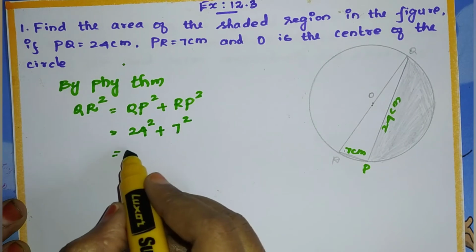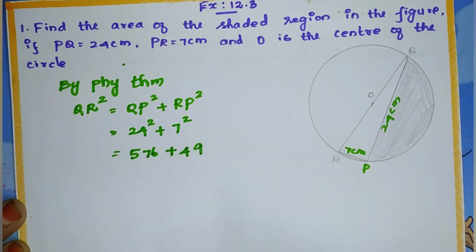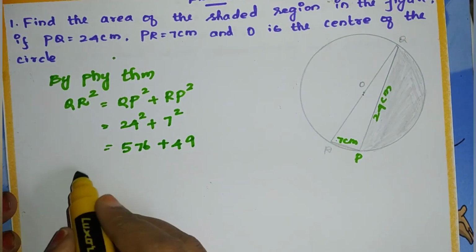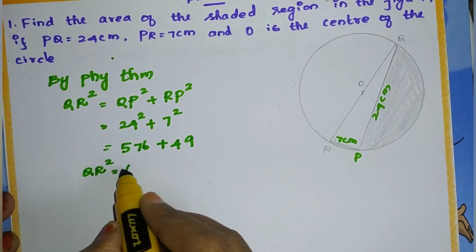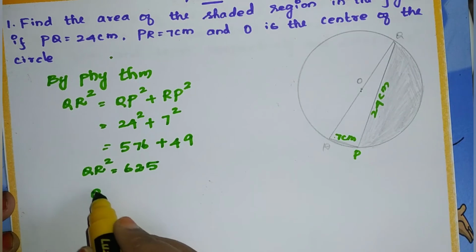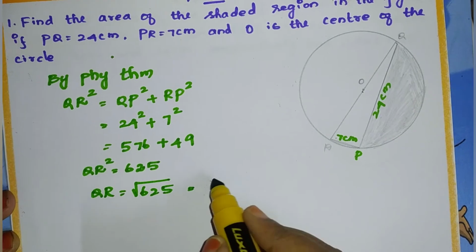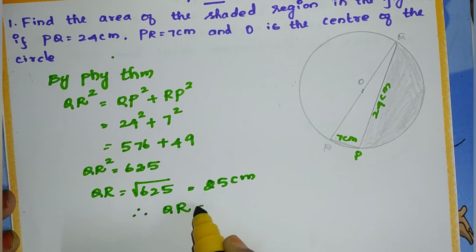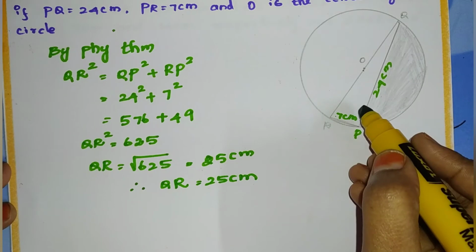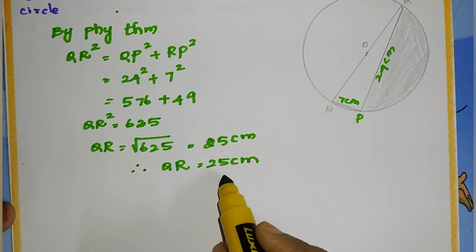Next 24 square is 576 plus 49. Therefore, QR square is equal to 625. So QR is equal to root of 625 is equal to 25 centimeter. Therefore, QR is equal to 25 centimeter. So this is a right angle triangle only. Okay. Now the diameter is 25 centimeter.